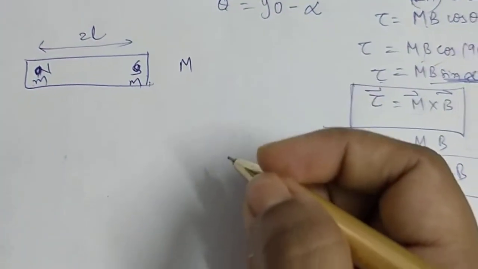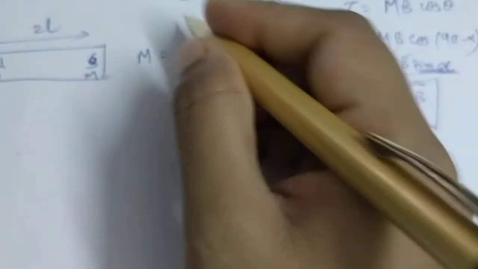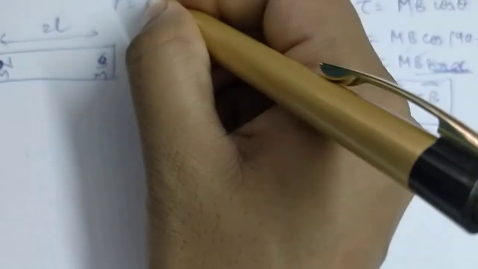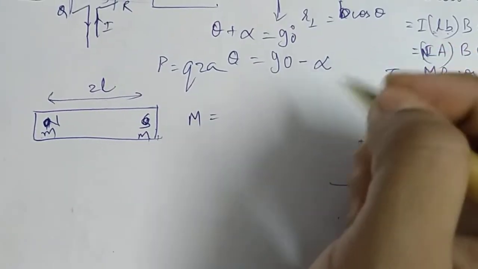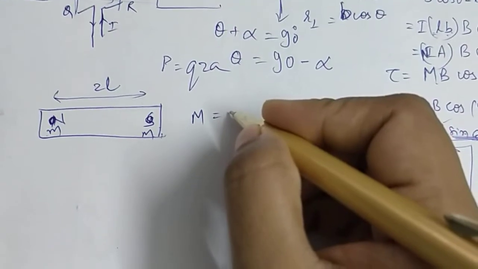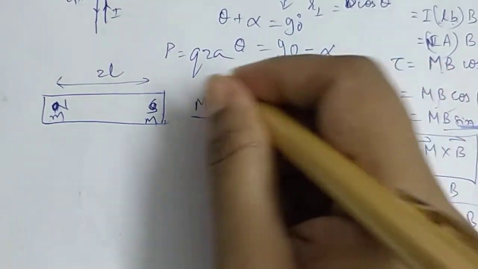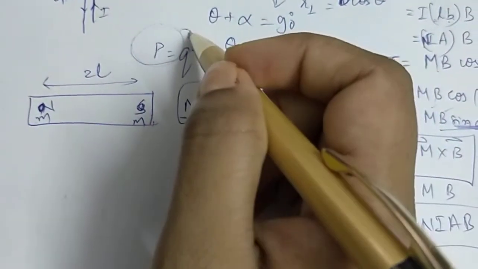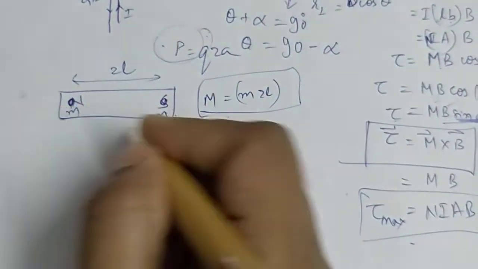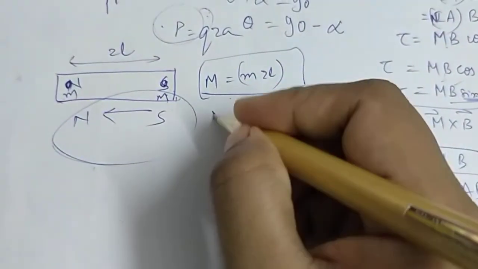So equal and opposite pole strengths, magnetic poles separated by a small distance is a magnetic dipole, and the magnetic dipole moment is m. Like in electrostatics, p was equal to q into 2a, right? Same way here magnetic moment is equal to small m into 2l. And what is its direction? Like in electrostatics, its direction was from negative to positive. So here it is from south to north. This is the direction of the magnetic dipole moment.